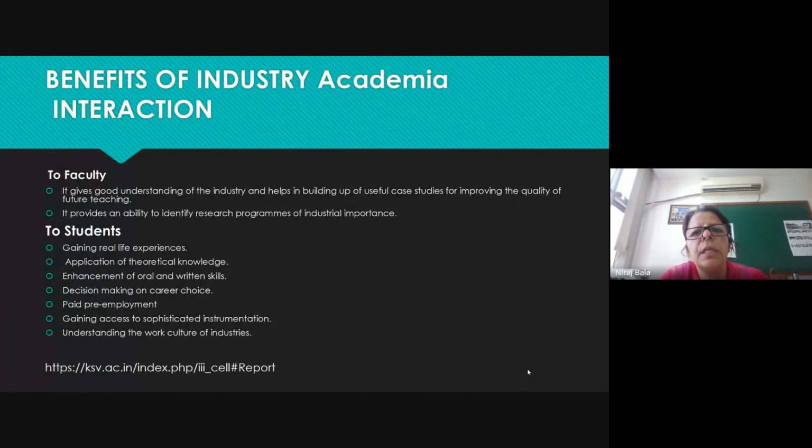Then benefits of the industry-academia interaction to the faculty and the students. In a few words, we have already discussed this. So it gives a good understanding of the industry and helps in building useful case studies for improving the quality of future teaching. They come to know the practical view, then the ability to identify research programs. Once a faculty member has contacted an industry, they know what is actually happening in the industry, so they can definitely improve themselves as well as the students.